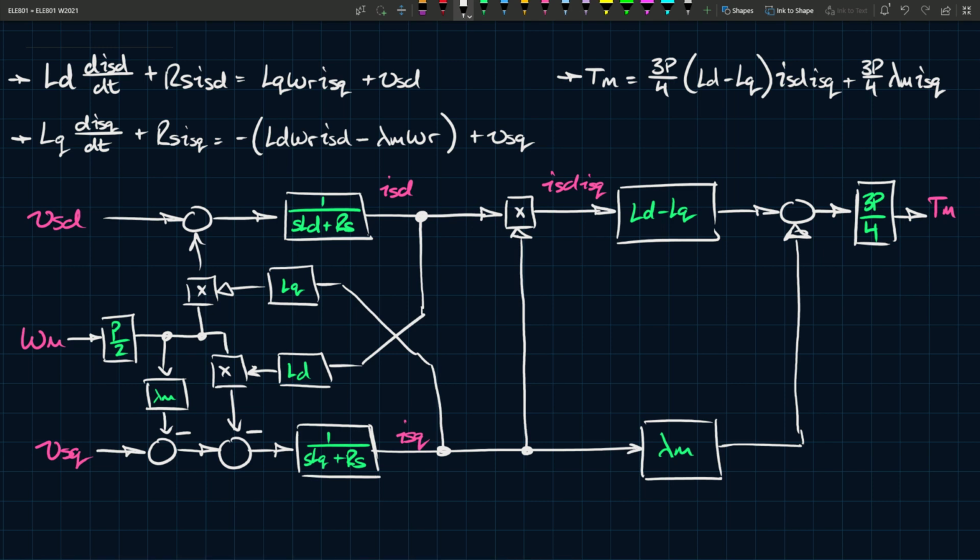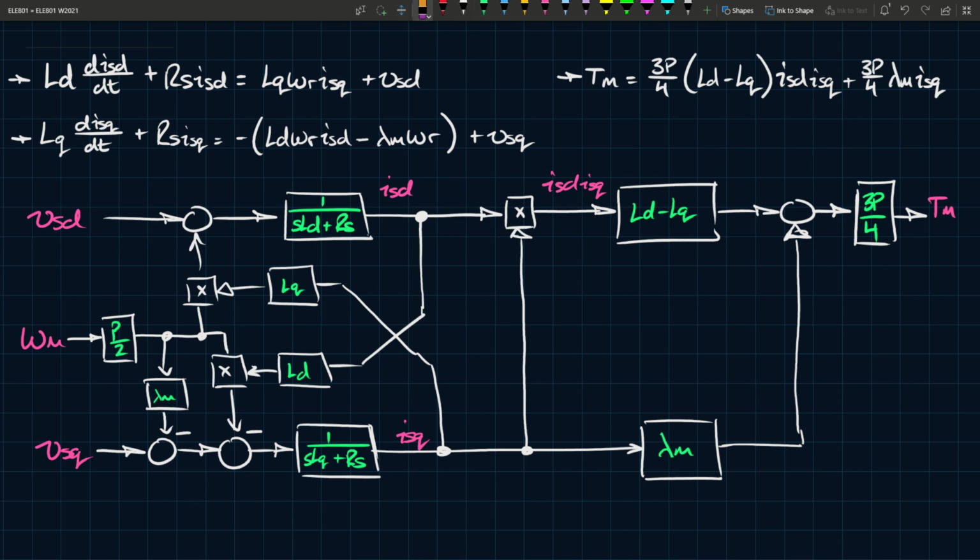Alright, so in this video we're going to take a look at the control model of the permanent magnet synchronous machine. So the overall machine model as well as how to control it. And I've gone ahead and drawn it already. And of course you should probably take some time, pause this video, take a look at the equations and see how this model is made.